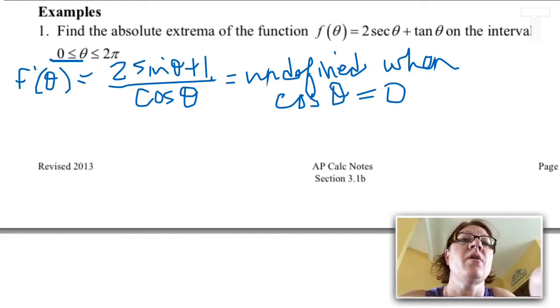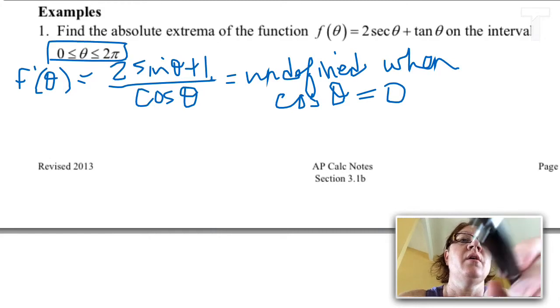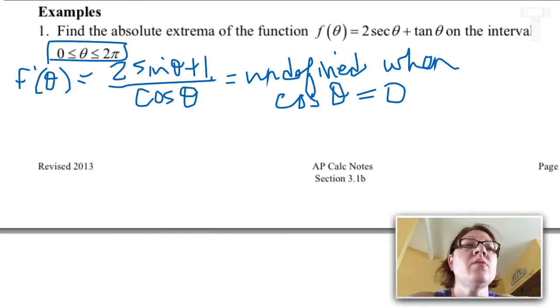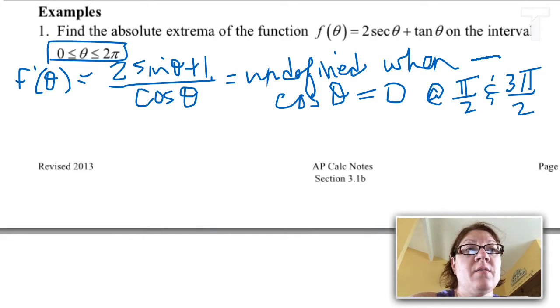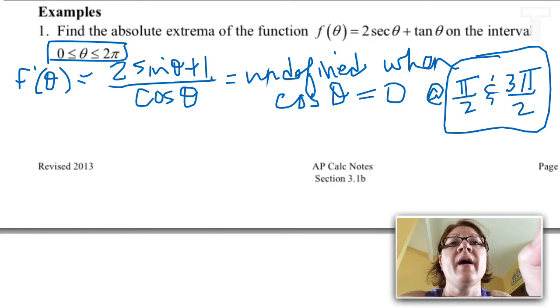And remember, I'm still on this particular domain, and so I go, oh, cosine is 0 at pi over 2 and 3 pi over 2. So now I have a big collection of possibilities. I have the 2 that I got by setting equal to 0, 7 pi over 6 and 11 pi over 6. I have the 2 that I got by letting it be undefined, pi over 2 and 3 pi over 2. And of course, I have my two endpoints, 0 and 2 pi.